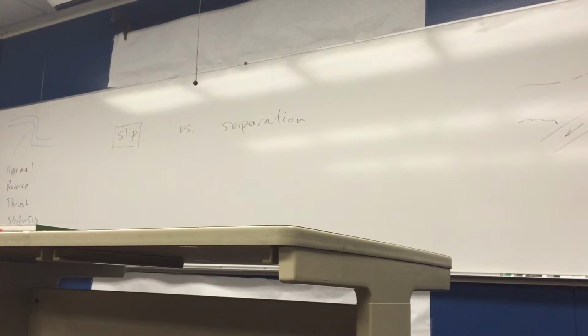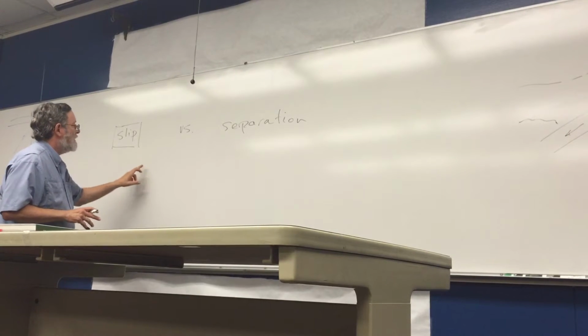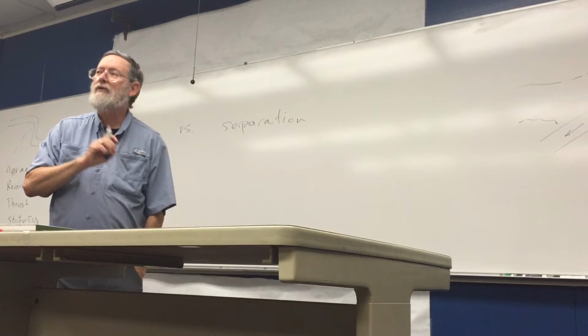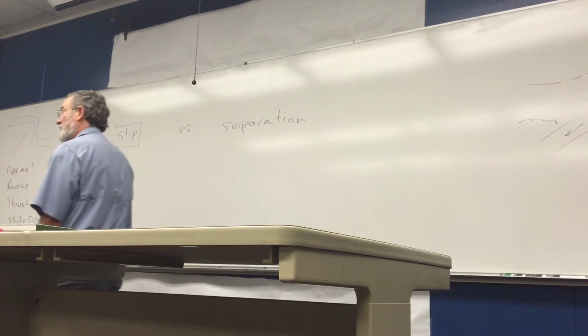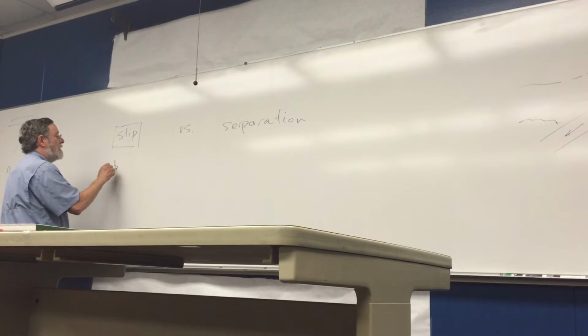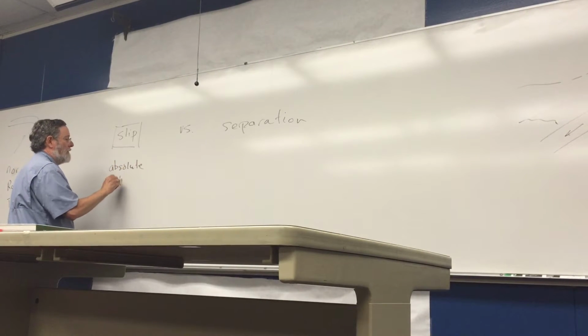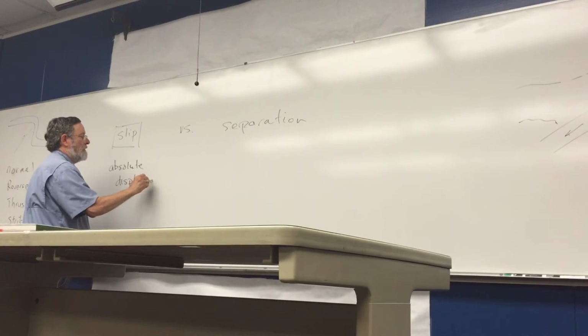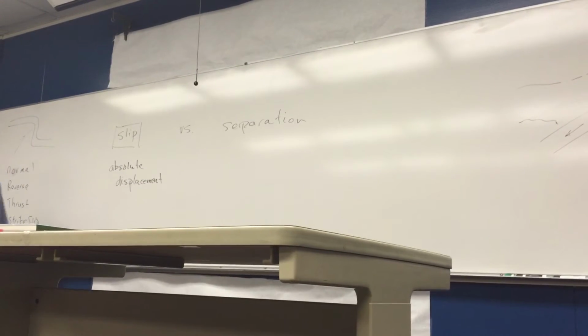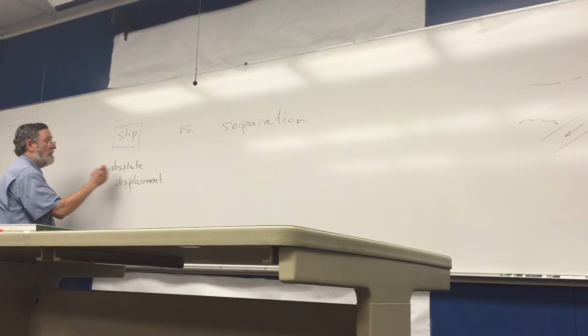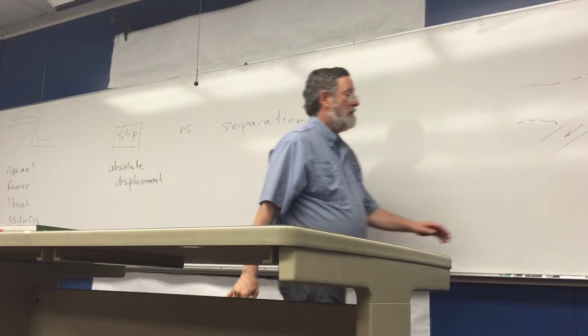When we think about slip on a fault system, we can describe slip when we know the absolute or the true displacement. So here, we have the absolute displacement on the fault. We know exactly the vector of displacement, and we can describe the components of that displacement.